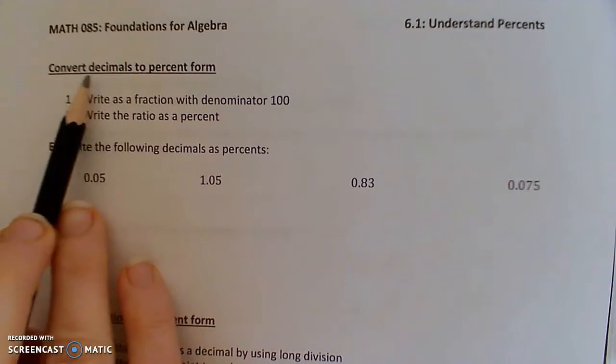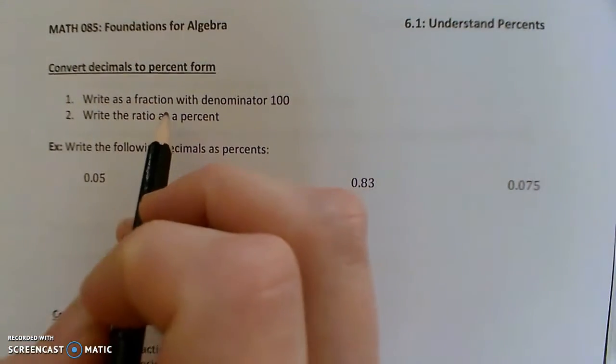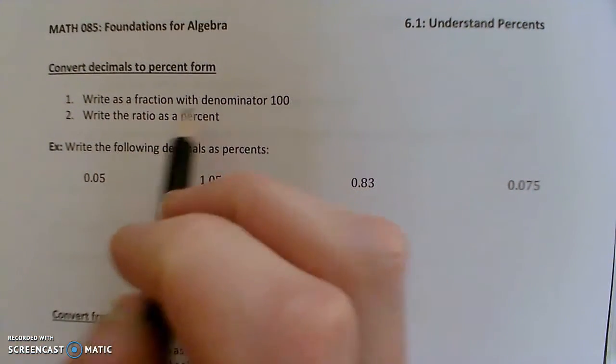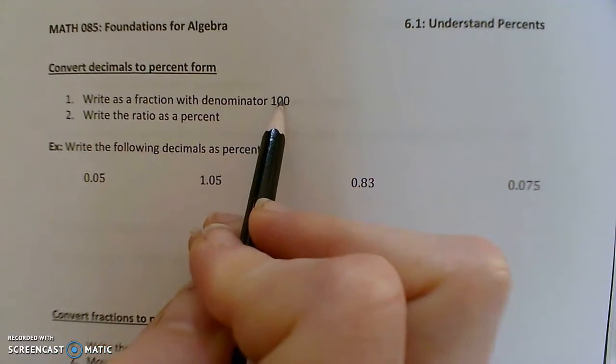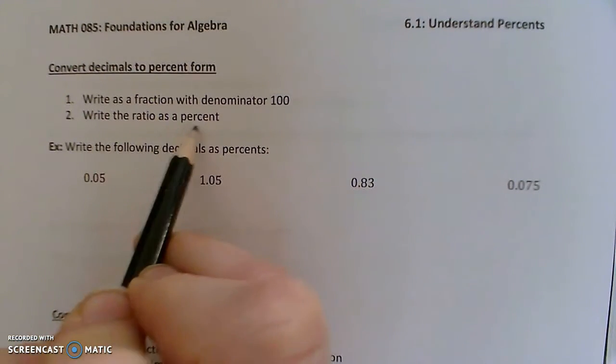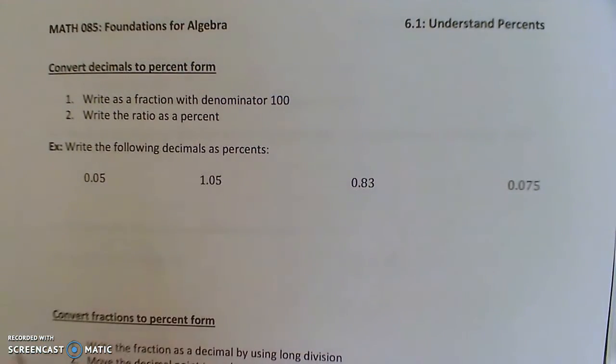So last time we worked on converting percents to decimals and fractions. Now we'll convert decimals to percent form. And the method would be to take the decimal, write it as a fraction with denominator 100, and then write that ratio as a percent. So let's do it with one example, and then I'll show you the shortcut for doing this.